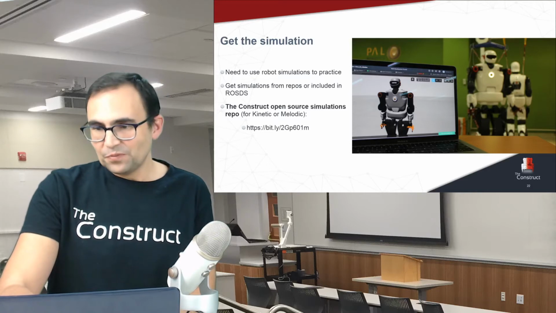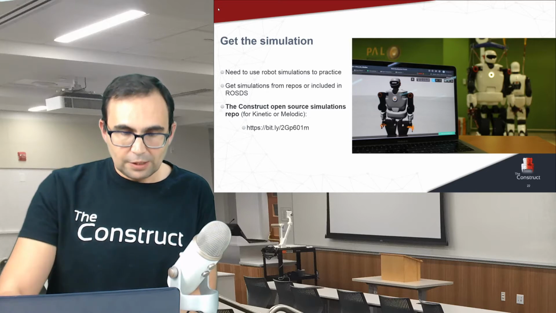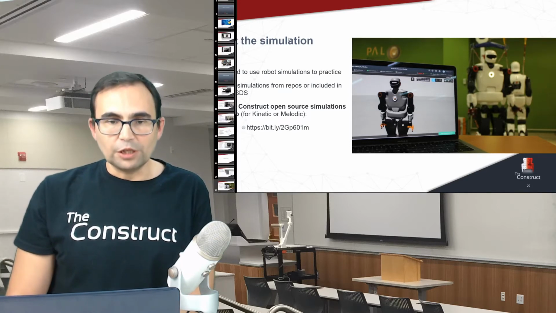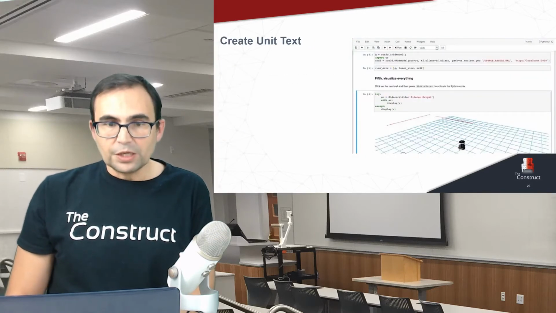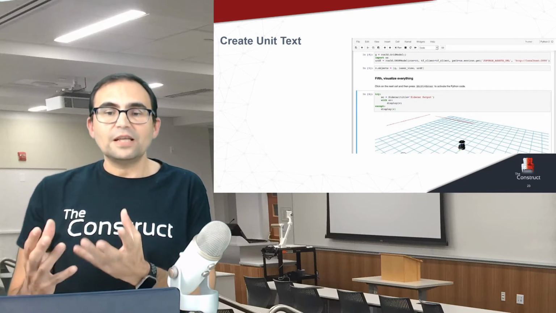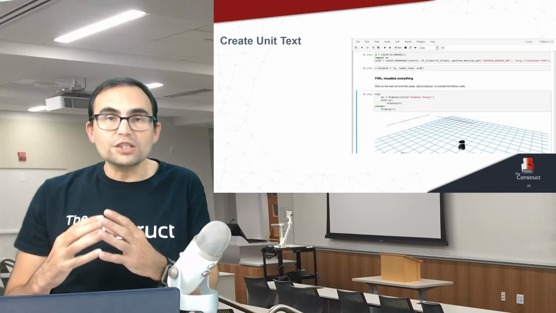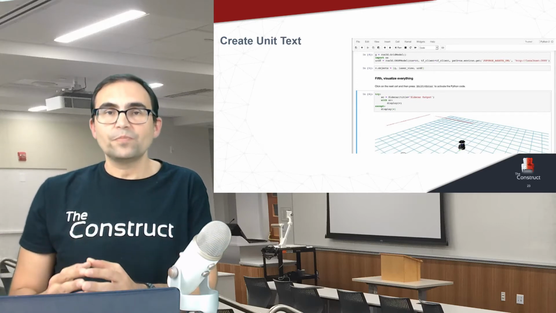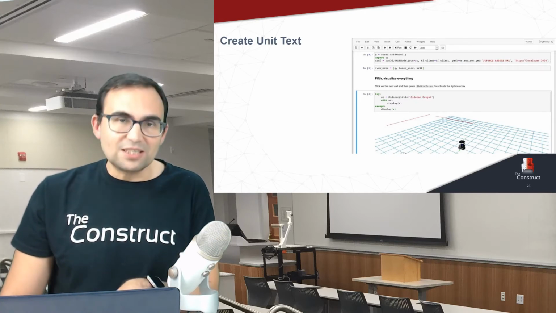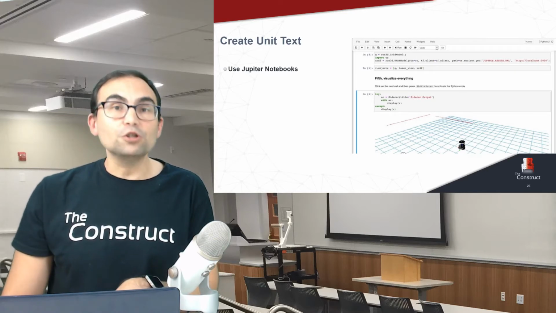Okay, let's continue, and let me get back to the screen. So you get the simulation. Then the next thing is to create the unit text. That means the text that is going to contain some annotations for you, the stuff that you would like to teach. That would be the equivalent to the slides, but it's not slides-based teaching because we are going to use Jupyter notebooks. And why are we going to use Jupyter notebooks?